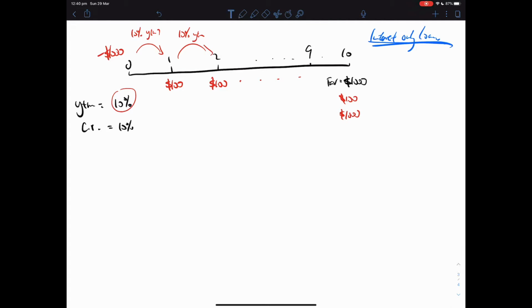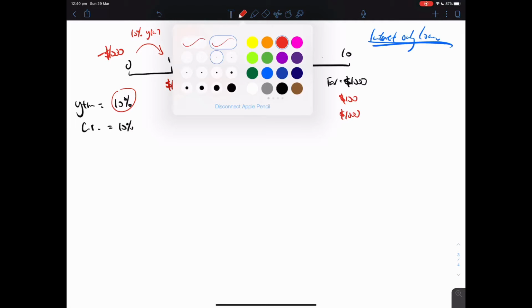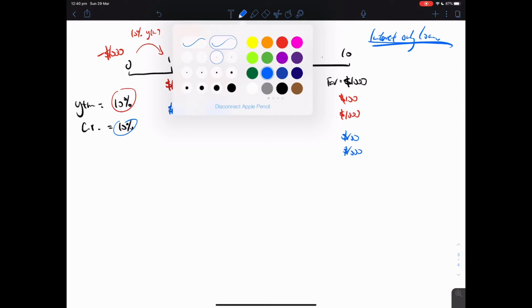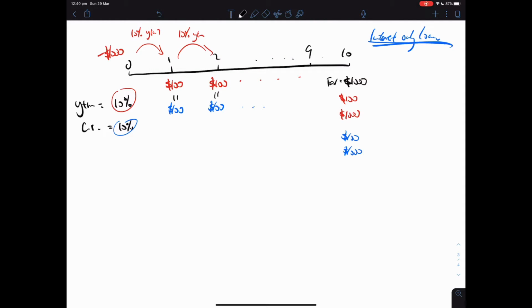You're happy with that. And if that was a coupon paying bond, given the face value is 1,000 and the coupon rate is 10%, they will pay you 100, 100, 100, and 1,000. So from here you can see that the payment is the same.